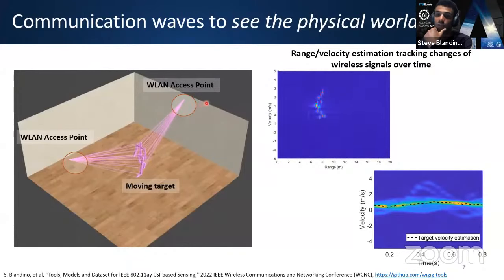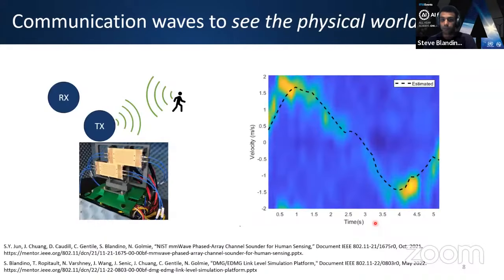some features of the environment, in this case of the target. We can understand what is the velocity, what is the position. And we get actually a pretty accurate, in this case, estimation of the target velocity. And that was simulation, but actually this works also in real life.